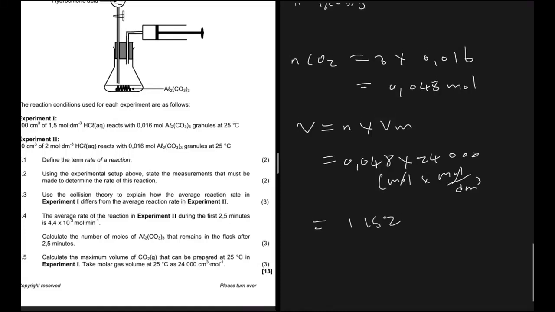Am I doing that right? Yeah, 1,152 decimeter cube. Oh no, I just realized that the number... okay, I wrote this wrong. I just realized that here it is given as a centimeter cube divided by mole, right? So mole and mole cancel out, and then we are left with centimeter cube.